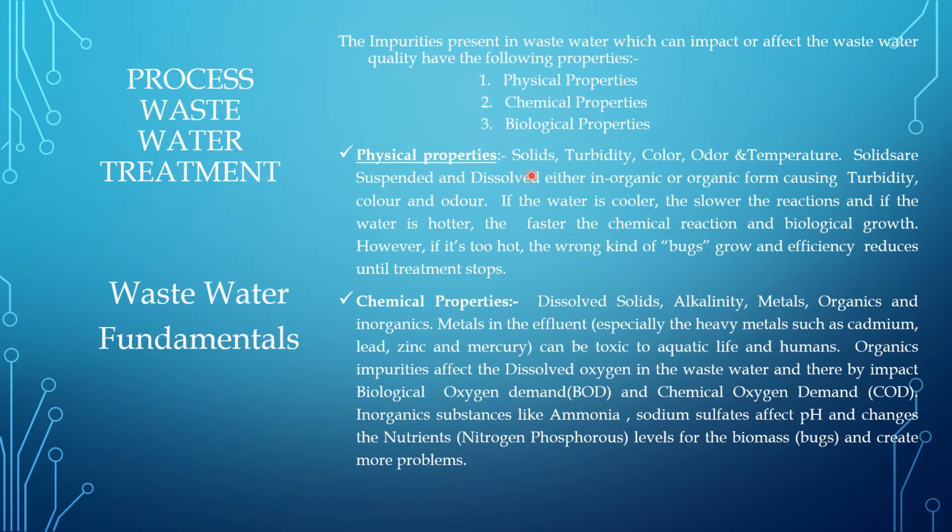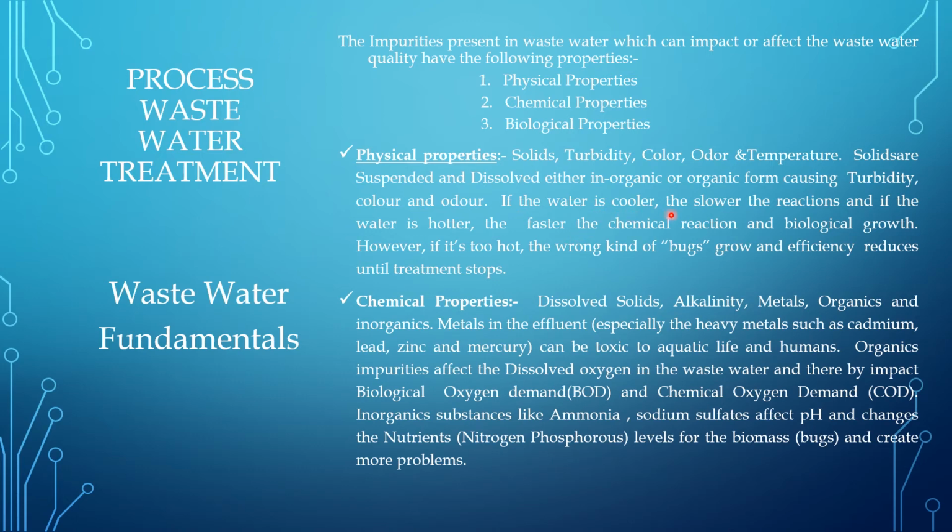Physical properties normally depend on solids, turbidity, color, odor, and temperature. Solids are either suspended or dissolved, whether organic or inorganic, and these will cause the turbidity, color, and odor. All these solids, whether suspended or dissolved, give turbidity, odor, and color.